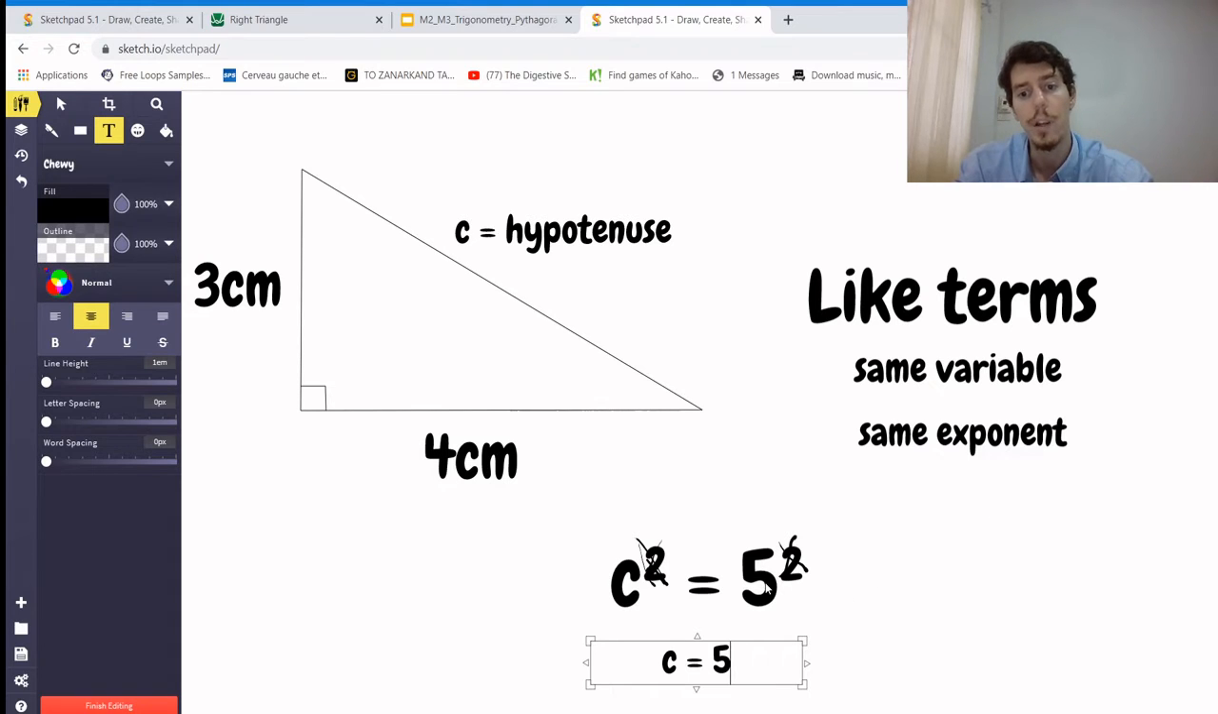Here we can do this because 25 is 5 squared. But sometimes you have different numbers, all right? So I'm going to show you the second way, the way that works all the time, but is a little bit harder.